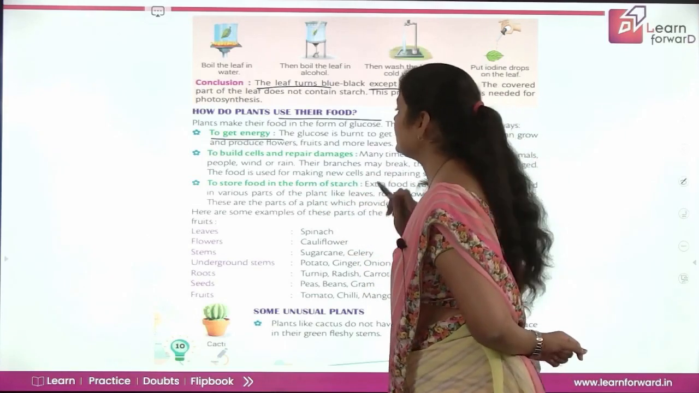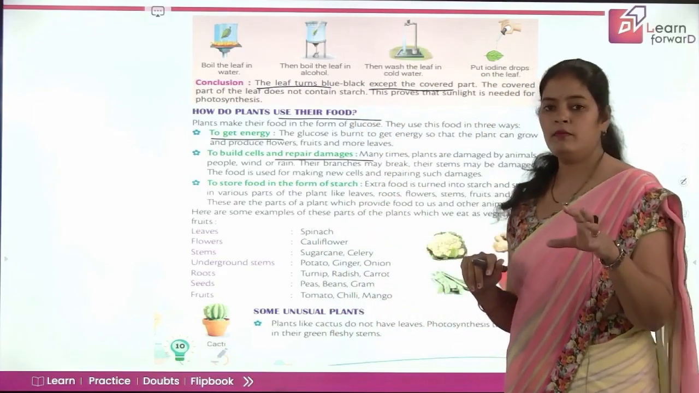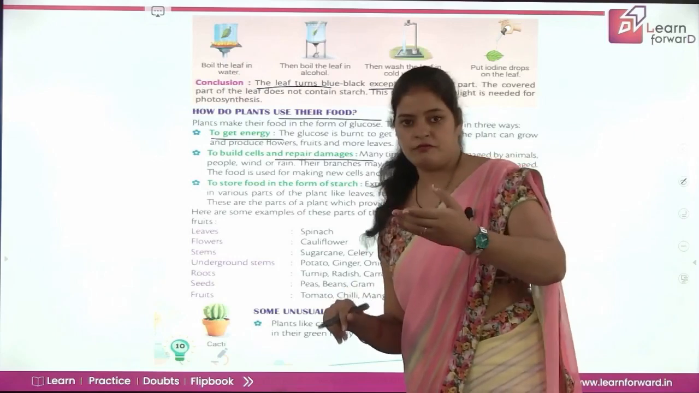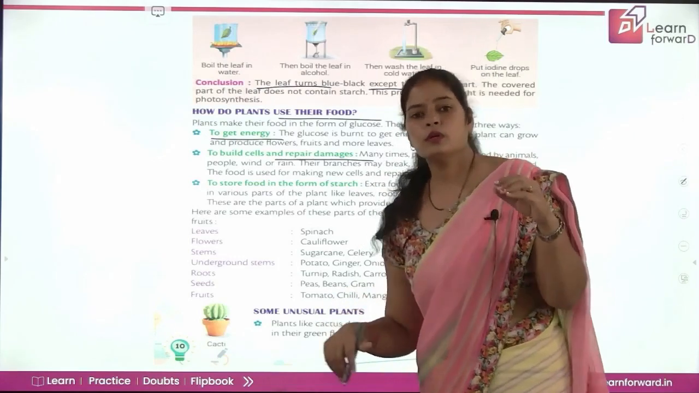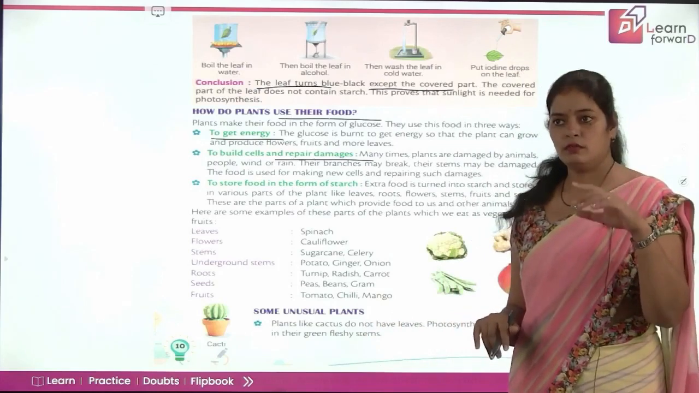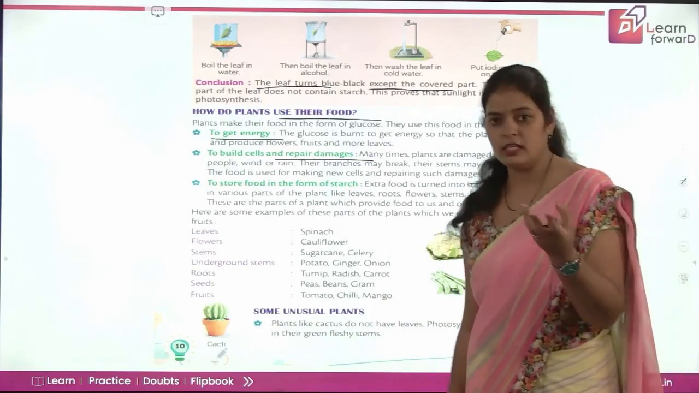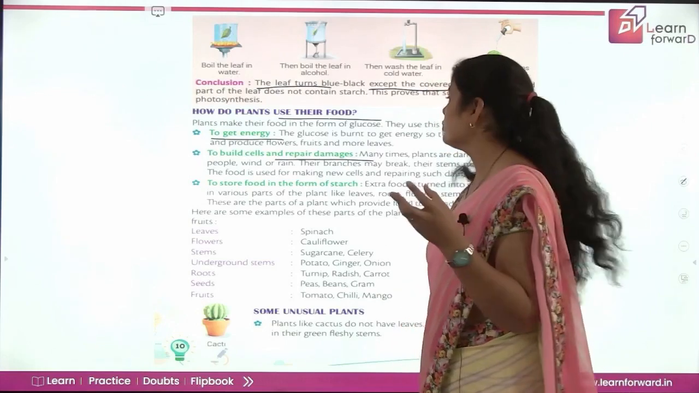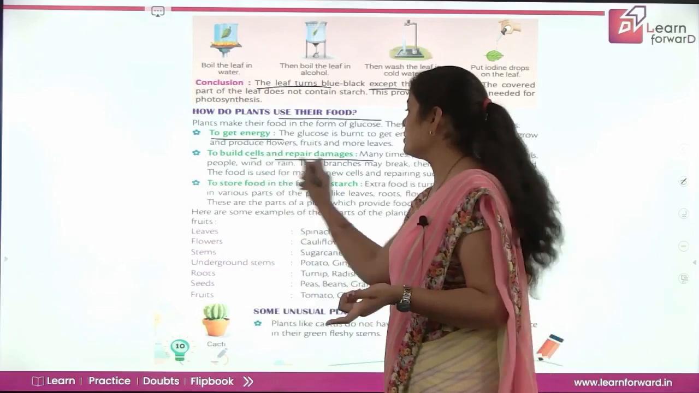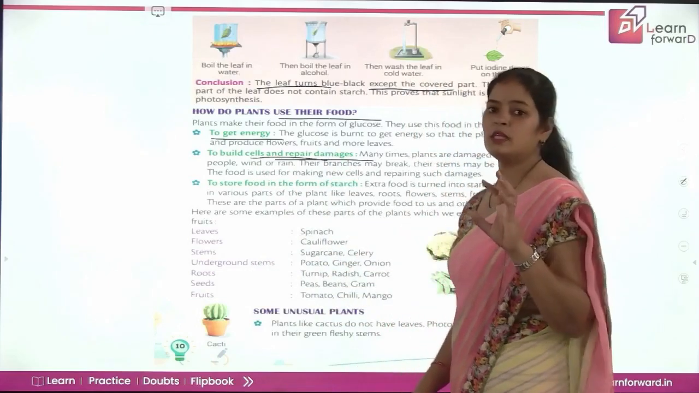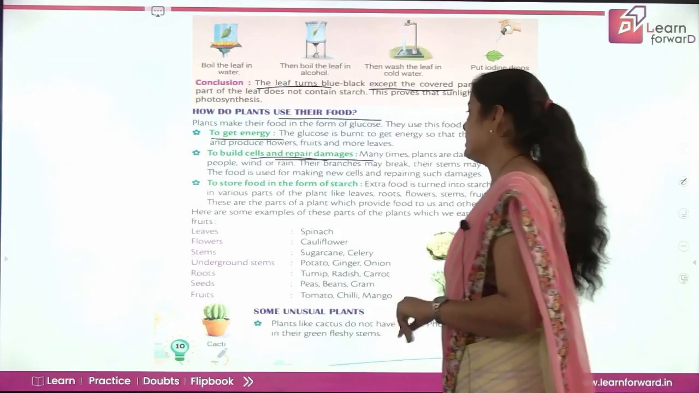Next, to build cells and repair damages. So again, just suppose you have fallen and got a slight wound, okay. If you eat vitamin C rich food and everything that is required for healing that wound, what is happening? Because you are eating good food, your cells and your wound get repaired. So to repair the damaged cell, food is required.